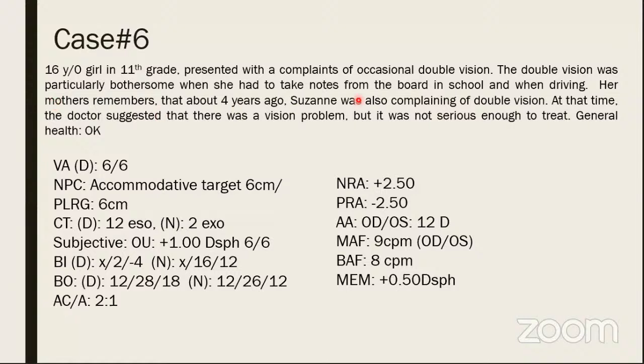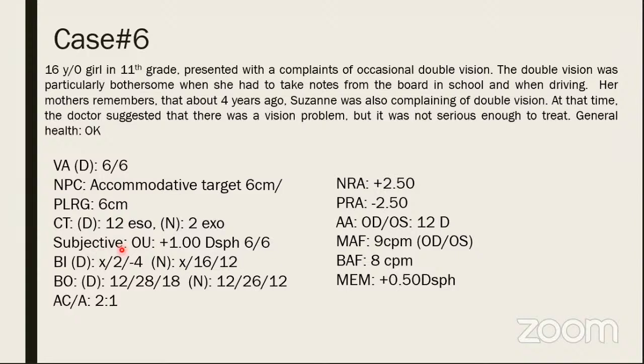Her mother remembers that at about 4 years old she was also complaining of double vision. At that time, the doctor suggested vision therapy. General health is okay and general ocular health is okay. Visual acuity is 6 by 6 or 20 by 20. NPC accommodative target is 6 centimeter. PLR is also 6 centimeter.